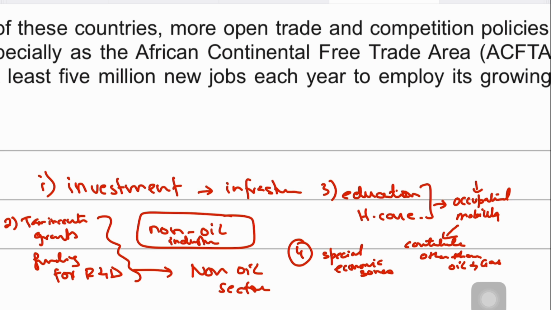So I think these limitations would be enough for a 6-mark question, and then in the end you will say, in conclusion, while supply side policies can play a significant role in diversifying the Nigerian economy away from its heavy reliance on oil and natural gas exports, they should not be considered a sole and exclusive solution.